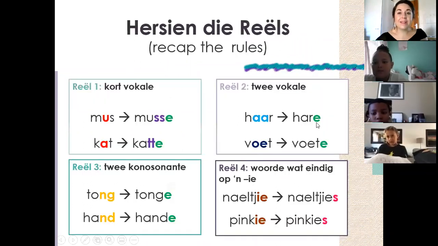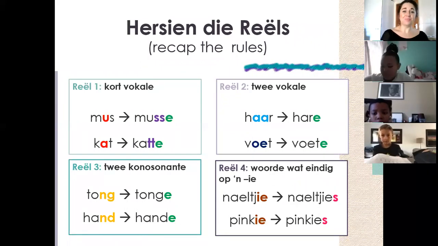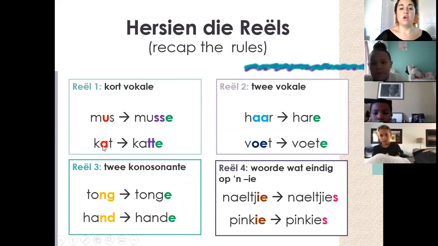Okay, so let's quickly recap our rules. This screen you are going to use while you do your homework to help you out. Short vowel sound, so we double the consonant and we add an e. 2 vokale, if it's the same, one falls away and we add an e. If they're not the same, we just add an e. How easy is that?